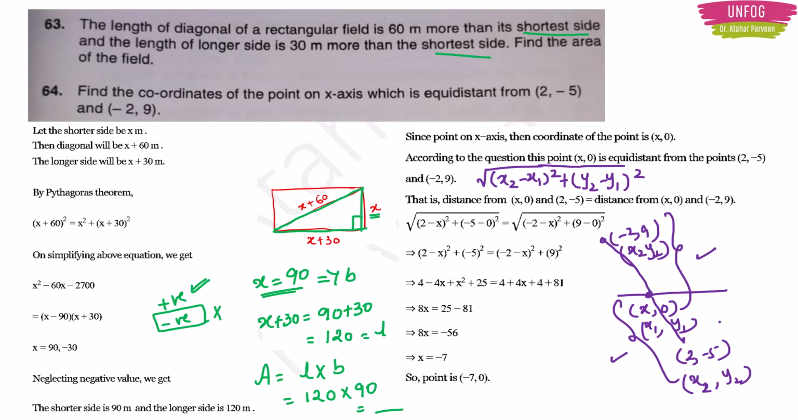Okay. So I have explained the concept here. You just have to substitute the values of the coordinates. Now you have to calculate and tell me whether you are also getting the answer (-7, 0) or not.